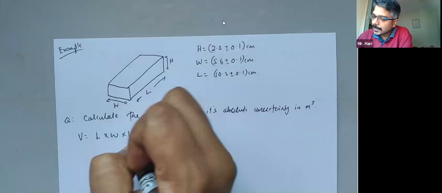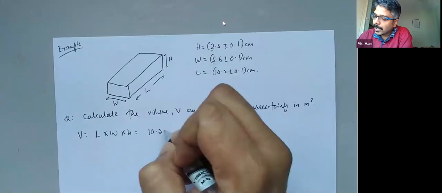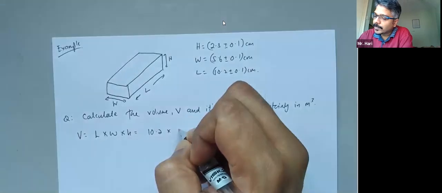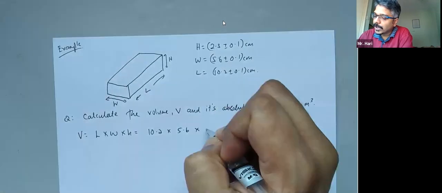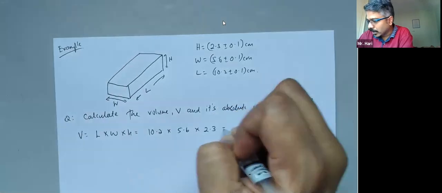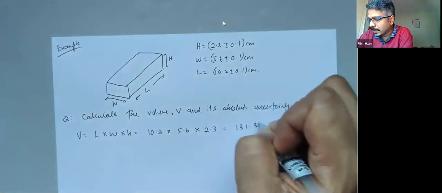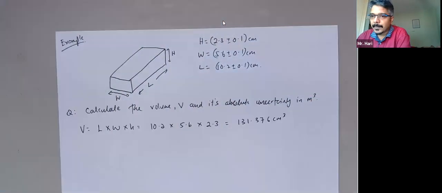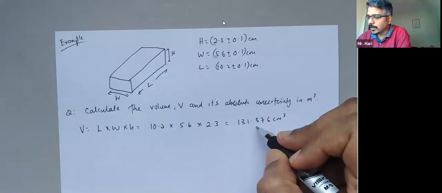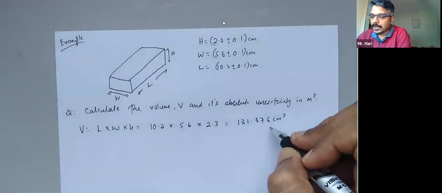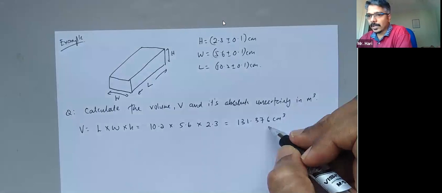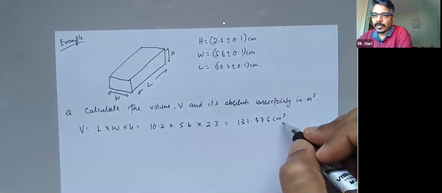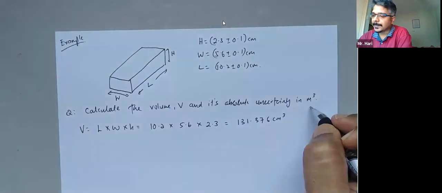So in this case, it's 10.2 times 5.6 times 2.3, which you get 131.376 centimeter cube. So I'm going to leave the answer in a few decimal points. In this case it is 3 decimal points because that's what I got, and I'm going to just leave it in centimeter cube. I'm not going to change to meter cube, so I'm going to show the technique later.